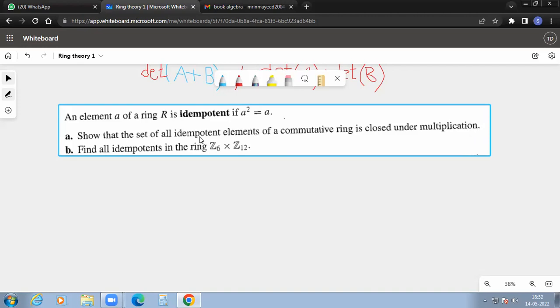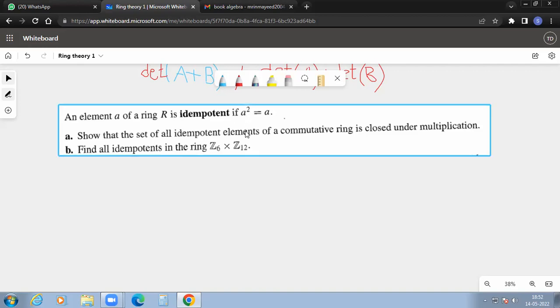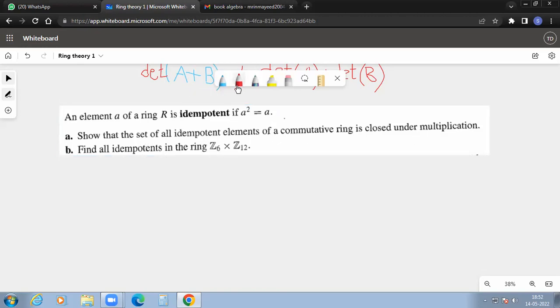Show that the set of all idempotent elements of a commutative ring is closed under multiplication. So basically they have given you that we have a commutative ring. Commutative ring itself means multiplication is commutative there. And the elements that we are dealing with are themselves square elements. They are squares of themselves. And you are required to show that this set is closed under multiplication.